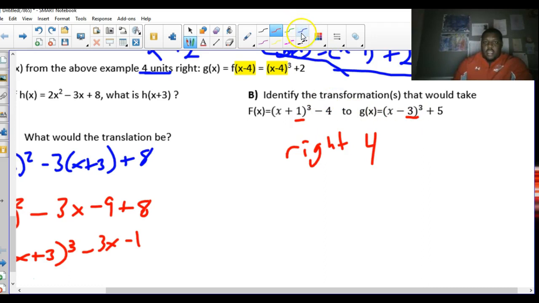And now look at k. We have negative 4 and 5. How do I go from negative 4 to 5? I would add 9. So that means up 9. Negative 4 plus 9 is 5. So up 9. Here's the transformation.